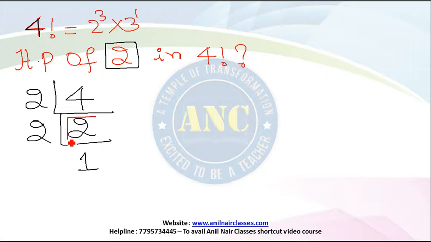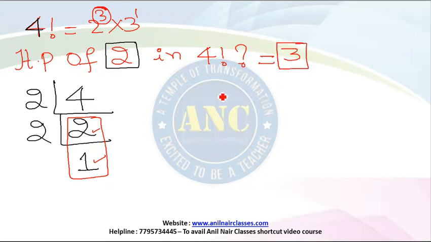What I will do is add these numbers. What is 2 plus 1? 2 plus 1 is 3. And that 3 is nothing but the power of 2 in this case. Highest power of 2 in 4 factorial is 3. Similarly, if I want to find the highest power of 3 in 4 factorial, the answer is 1 from this example.